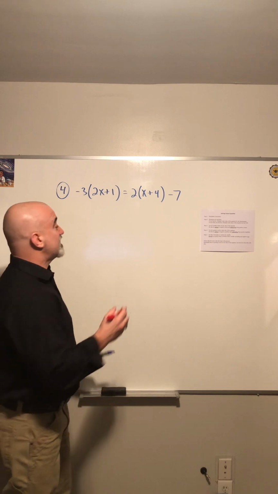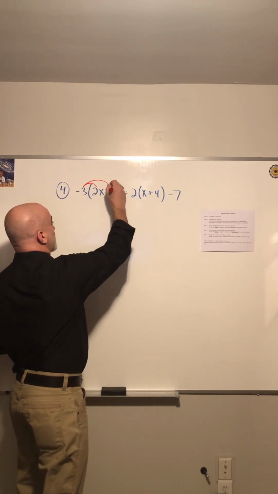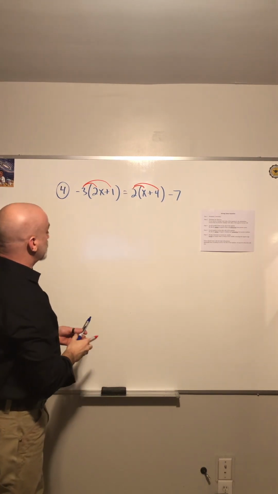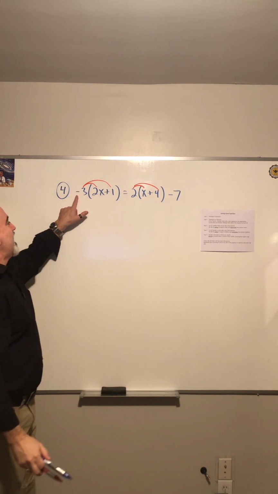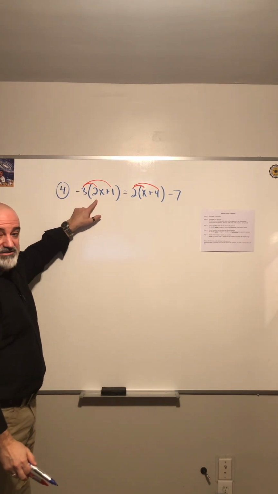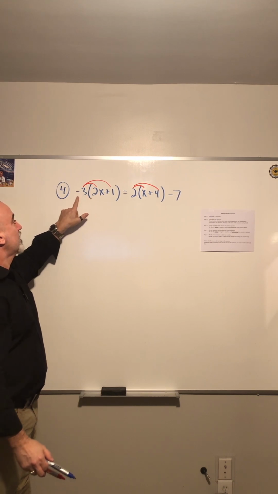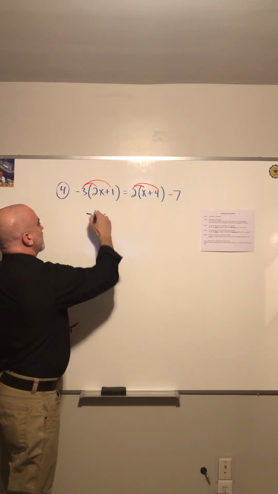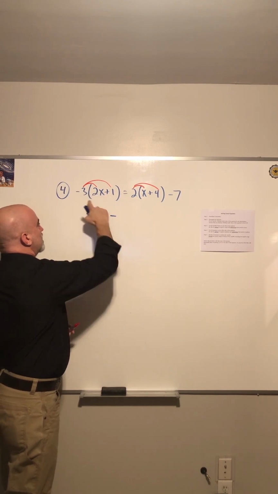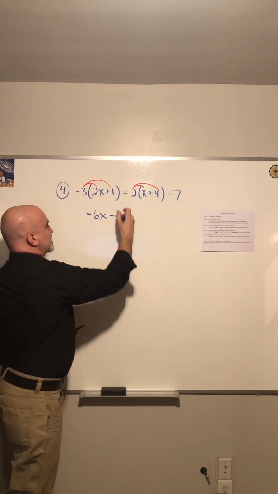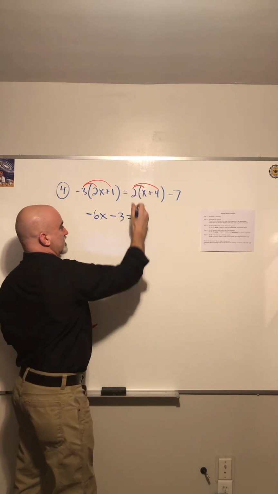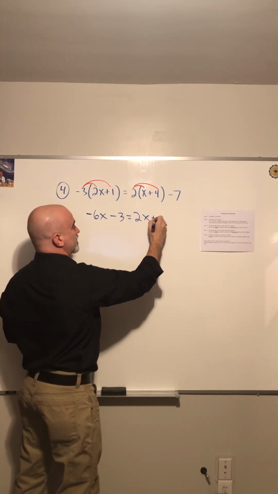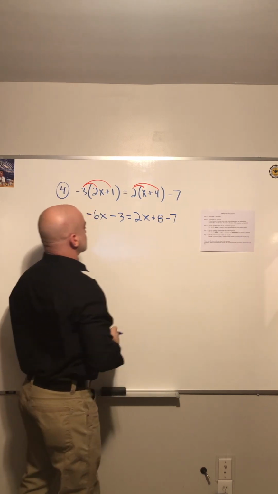Step 1, distribute if necessary. We can actually do that twice here, right? We've got a distributive property on each side of the equation. So I do this one. Remember, negative times positive is negative, so we get negative 6x. Negative times positive is negative. 3 times 1 is 3. Equal sign comes down. 2 times x is 2x. 2 times 4, positive times positive is positive, so we get plus 8 minus 7.